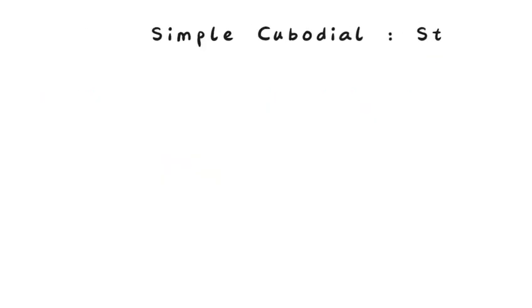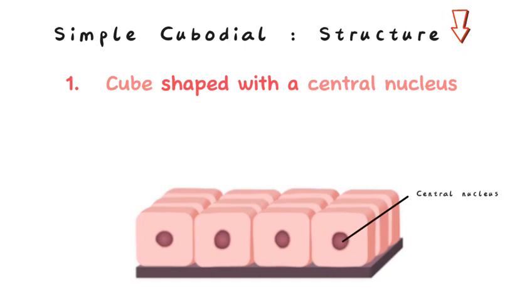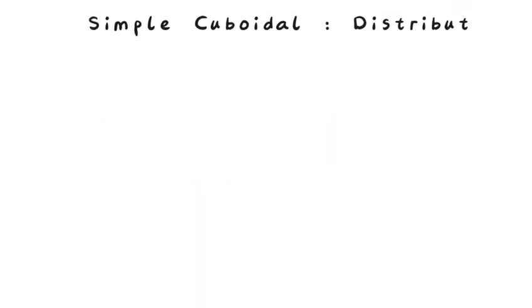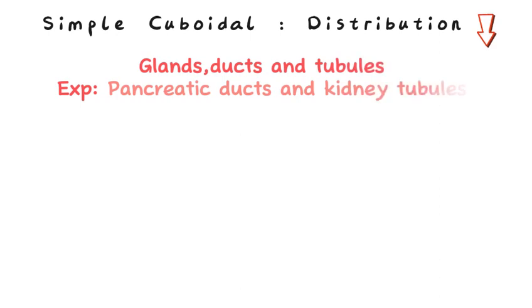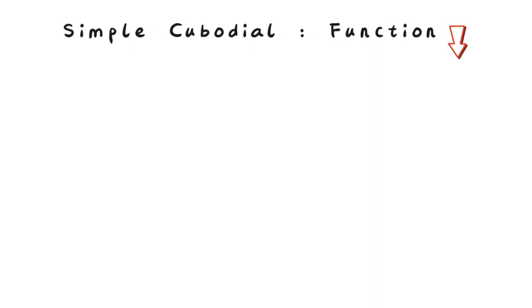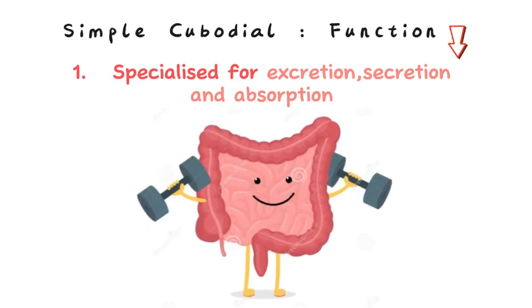The simple cuboidal epithelial tissue. The simple cuboidal epithelial tissue is cube shaped with a central nucleus. It is roughly square. Each cell has a spherical nucleus in the center. It can be found on the glands, ducts, and tubules. For example, pancreatic ducts and kidney tubules. The simple cuboidal epithelial cells are specialized for excretion, secretion, and absorption.